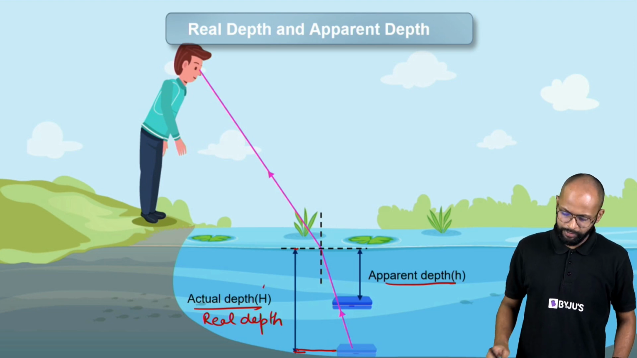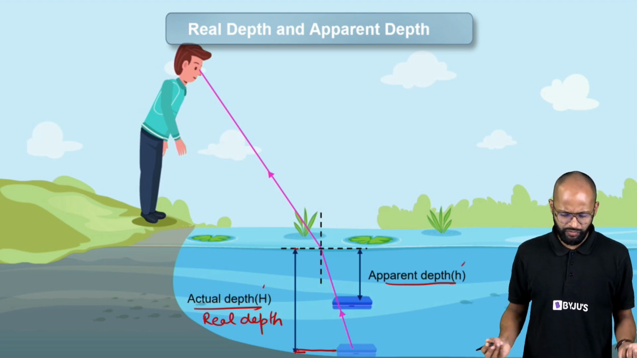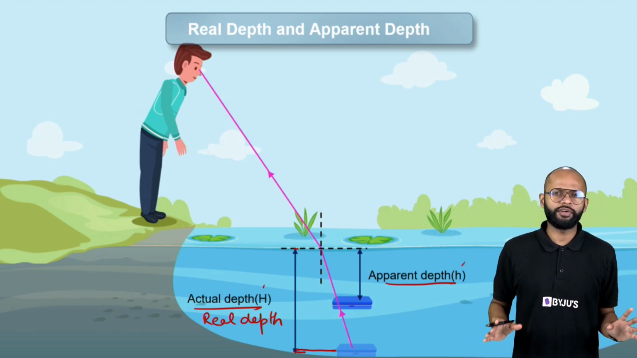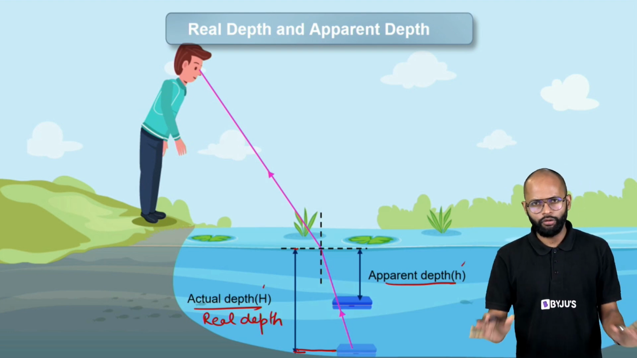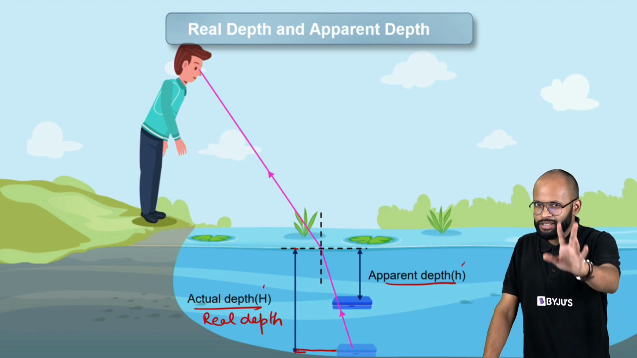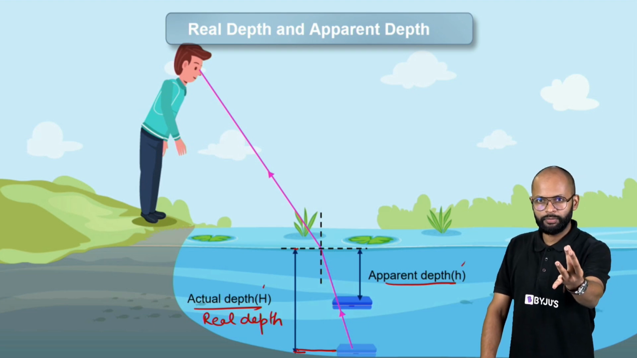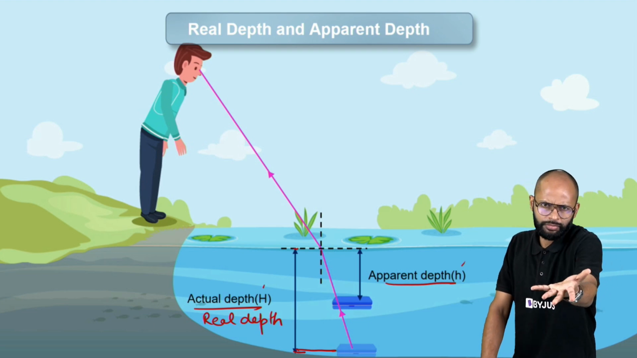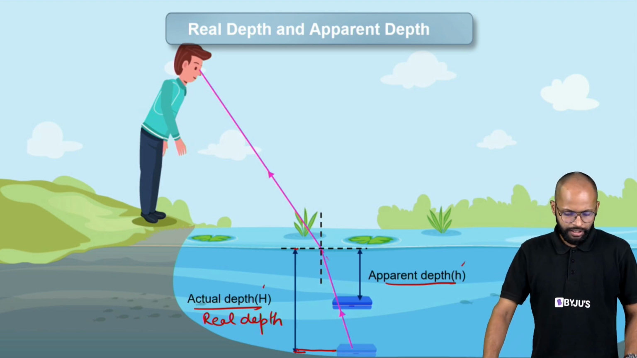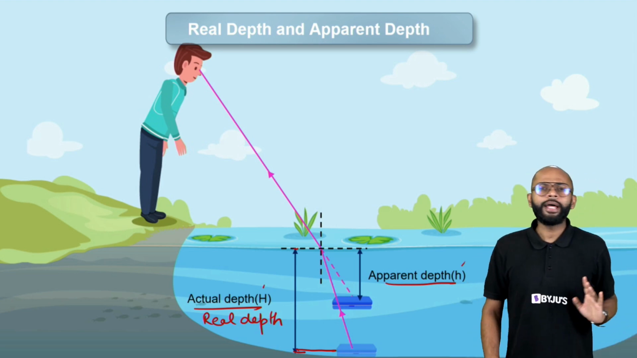This is the actual depth, capital H, and this is small h. Fine. All right. Depends on you. Whatever terminology, whatever symbol you want to take, that's on you. Not a problem. Is this terminology clear? Real depth and actual depth are the same thing. Apparent depth is where you see the object. It's an illusion. Fine.